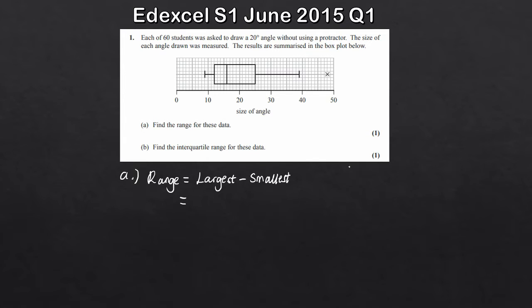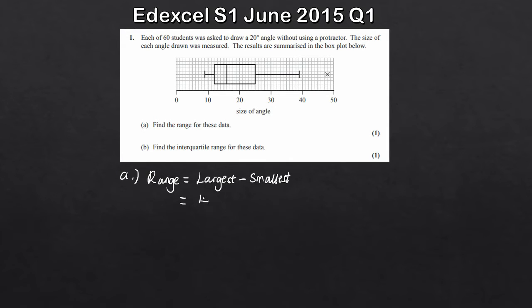So the largest, now be very, very careful here. Remember this cross, you can't see it because I've got a white pen on a white background, but this cross represents an outlier. Now just because it's an outlier, we still include that as the largest data point. So where is this cross on my axis here? So that's 40, so that, 1, 2, 3, so that's 45, 46, 47, 48.